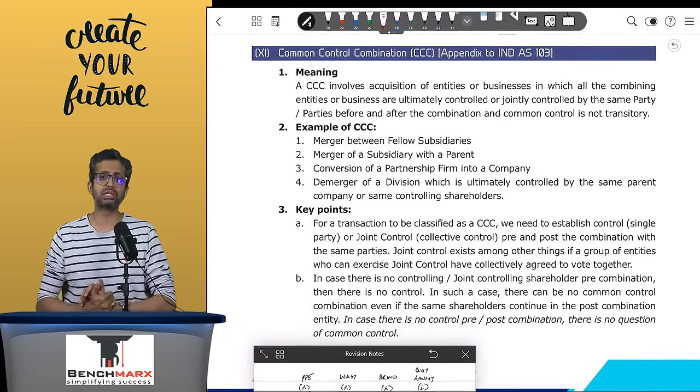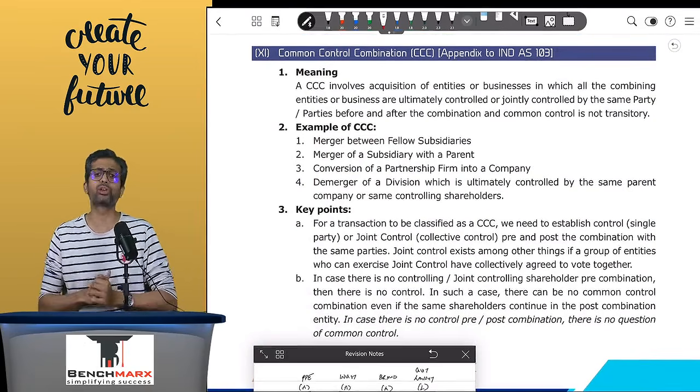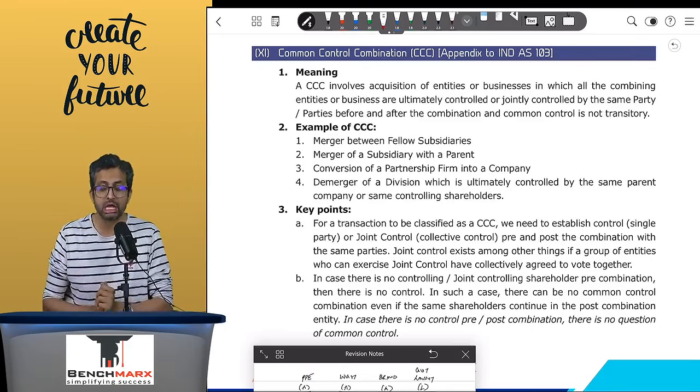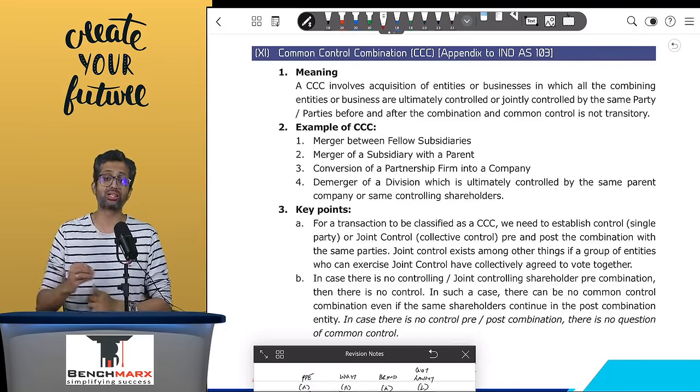After that, there are 3 special cases that you need to know: the general common control combination, special workings for demergers, and then reverse acquisitions. So let us proceed further. Let us first discuss what is a common control combination.